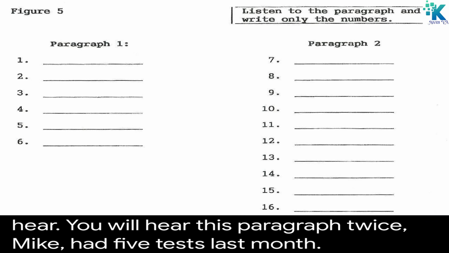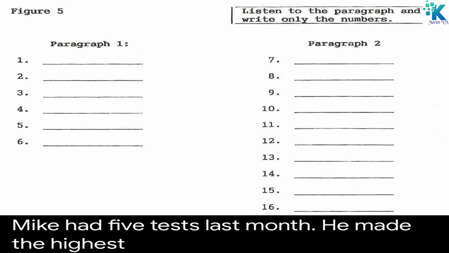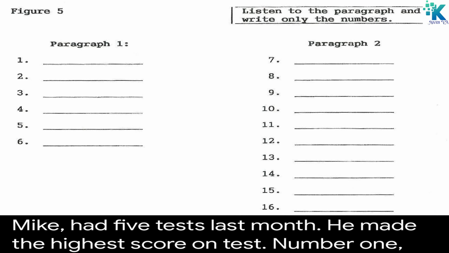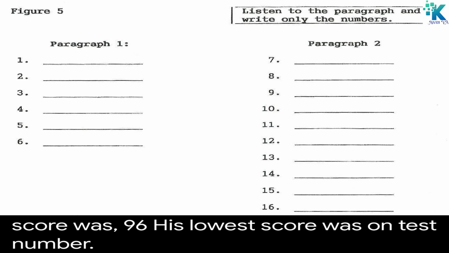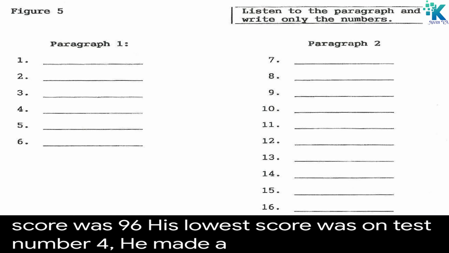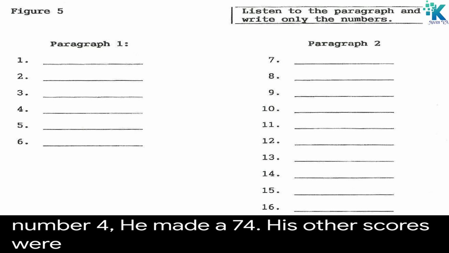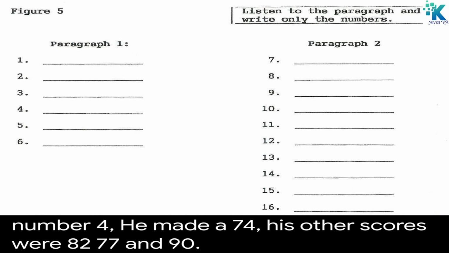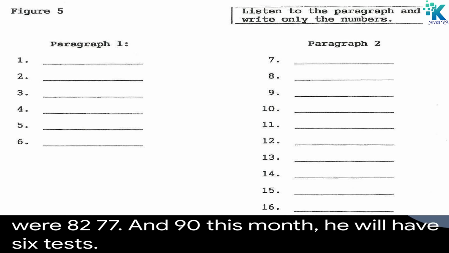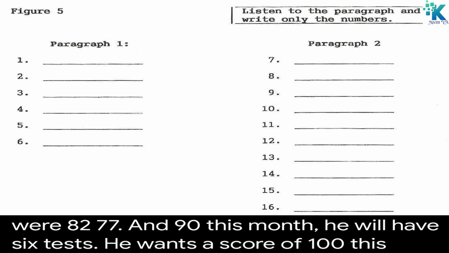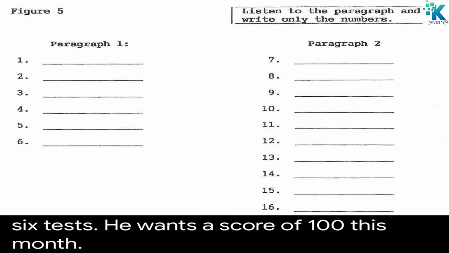Mike had 5 tests last month. He made the highest score on test number 1. His score was 96. His lowest score was on test number 4. He made a 74. His other scores were 82, 77, and 90. This month he will have 6 tests. He wants a score of 100 this month.